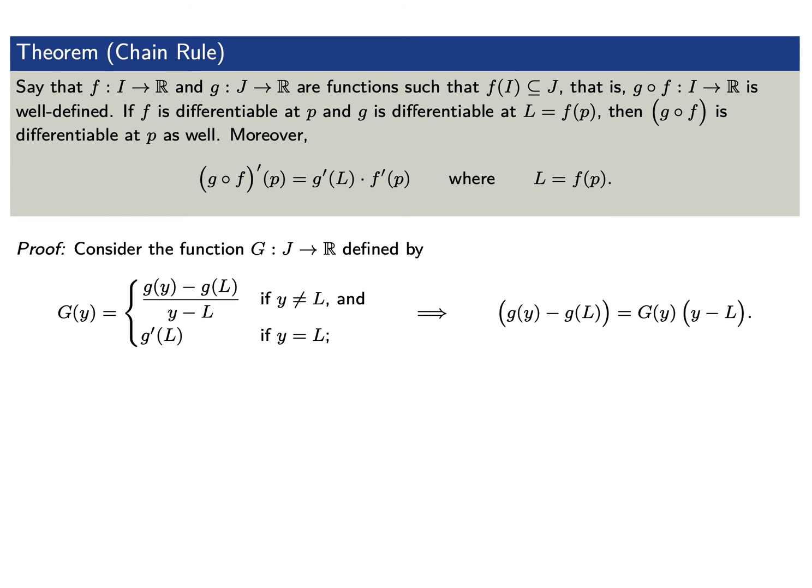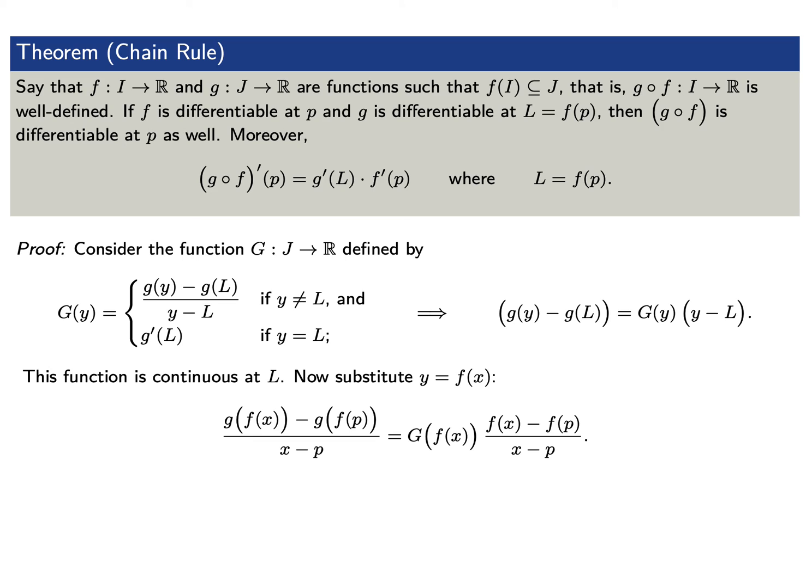Let's explain why this is true. First, let's consider the function capital G on our domain J defined as follows. We'll define it piecewise. First, capital G at y is equal to lowercase g at y minus lowercase g at L, divided by y minus L, whenever y is different from L, and is equal to g prime at L if y equals L. Notice that we can simply multiply both sides to say that lowercase g at y minus lowercase g at L equals capital G at y times y minus L. We see that this function is actually continuous when y equals L.